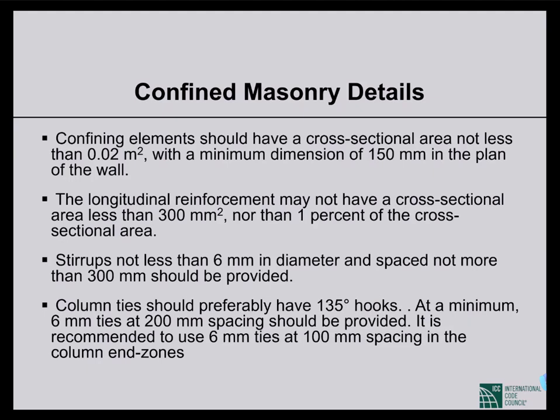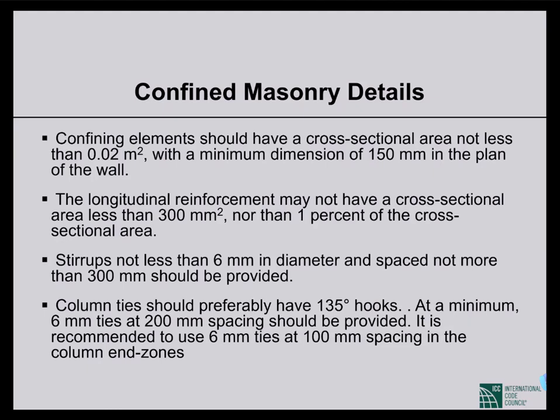These details are there. Confining elements should have a cross-sectional area not less than 0.02 meters square, with a minimum dimension of 150 millimeters in the plane, not plan, sorry, in the plane of the wall. Along the plane of the wall, minimum dimension should be 150 millimeters, 6 inches. Okay, so you can understand this is much thinner than a regular column.